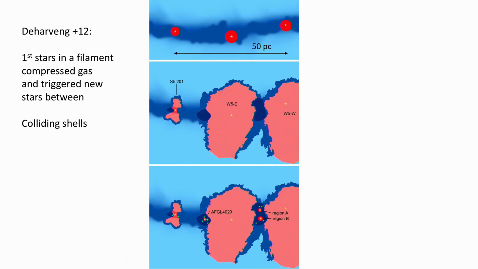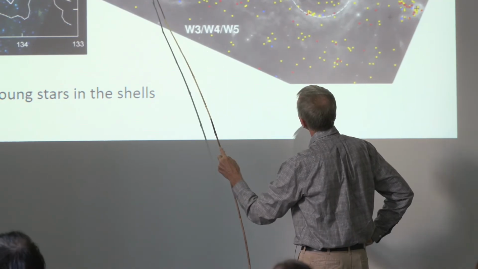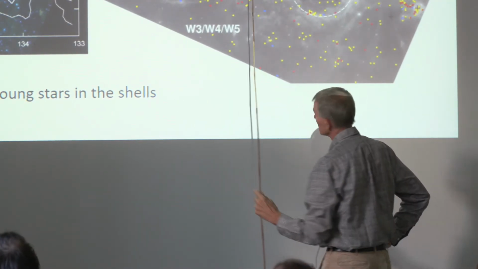You actually see that in the distribution of stellar ages. Here's the molecular clouds. Here's W5, W4, W3 over here. And here are the clouds now in between the shells. The red is the young regions, the yellow are the old stars. And you can tend to see a concentration of the young regions around the edge and the old regions in the center.